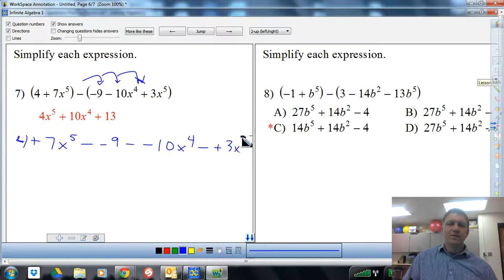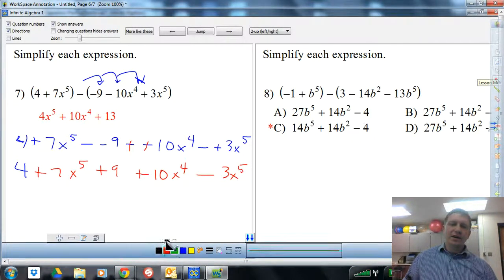Then I take this and minus again, and I'm going to minus a positive 3x to the fifth. I'm going to rewrite it again: 4 plus 7x to the fifth, plus 9 plus 10x to the fourth, and then this is a minus a positive, so it turns into minus 3x to the fifth. You see what I just did? Anytime I have a double negative or a minus a negative, I can cross the line, change the sign, and turn it into a plus.